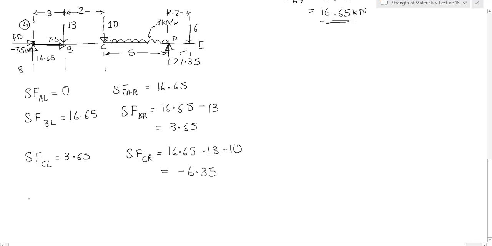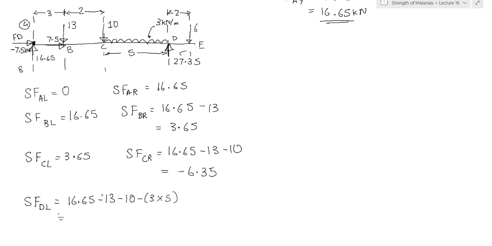Okay, then we will have shear force to the left of D. Now to the left of D we have to do calculation because there is uniformly distributed load. So shear force to the left of D will be what? It will be 16.65 minus 13 minus 10 minus 3 into 5. What is it coming out to be? 16.65 minus 13 minus 10 minus 15. It is coming out to be minus 21.35.